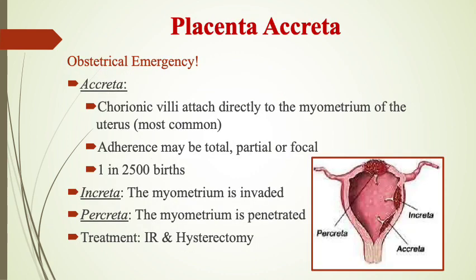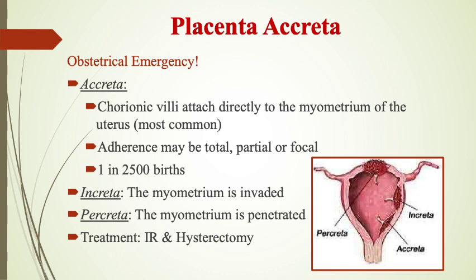Placenta accreta. This is another obstetrical emergency. All these things we've been covering so far are obstetrical emergencies. We talked about placenta previa, placental abruption. Now this one is placenta accreta. Placenta accreta is a condition when chorionic villi attach directly to the myometrium of the uterus, and this is the most common type. So when a patient has an accreta, it means that the chorionic villi have attached directly to the myometrium of the uterus.